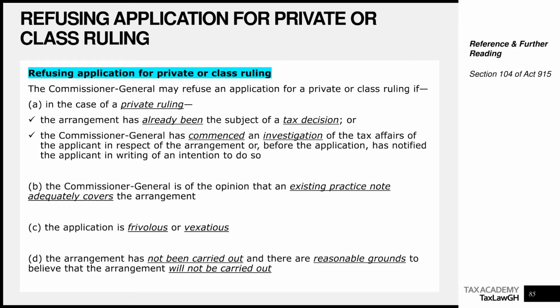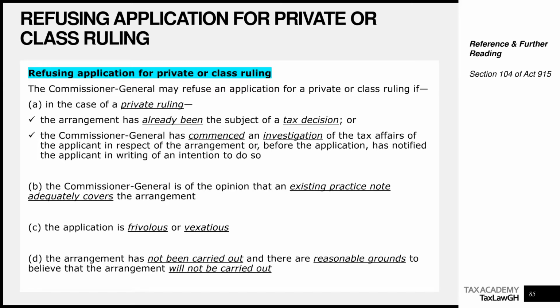It must be an arrangement you have entered into, or that you propose to enter into, and you are sure you will do it, and you actually proceed. Remember I said, before a private ruling or a class ruling will bind the Commissioner General, you must have what? First disclosed everything, and then next what? Actually proceeded to undertake that transaction. So if he feels that you will not carry out the transaction, and he has grounds to believe that you will not even do it in the first place, then he won't bother with you.